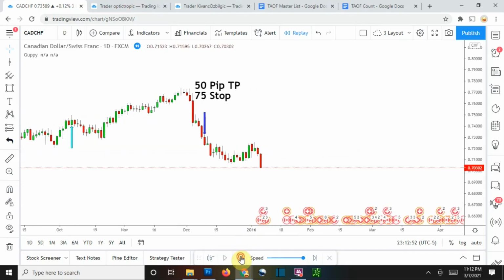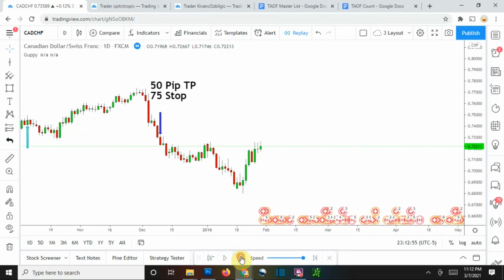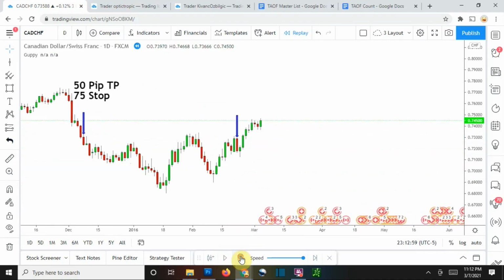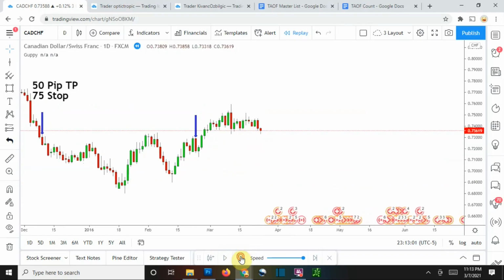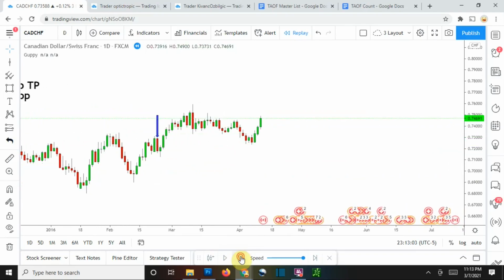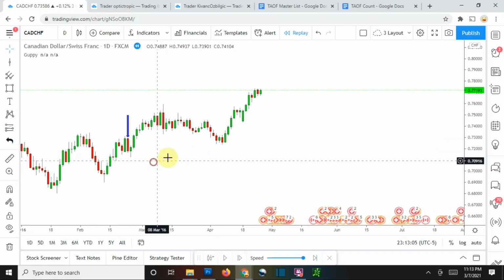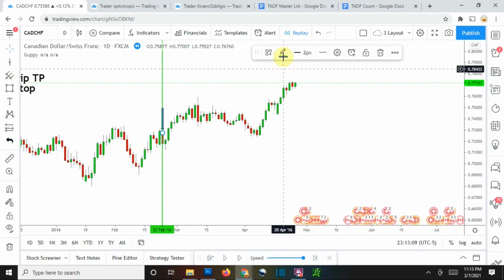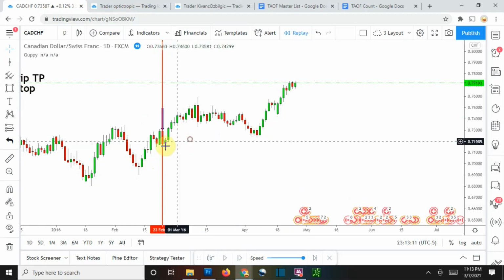So let's go ahead and test it this way first, see what we can get out of it, and then we will assess the situation from there and see what else we can get out of it. So we get our first signal right here. That is a short signal. Unfortunately, that one didn't work out in our favor.